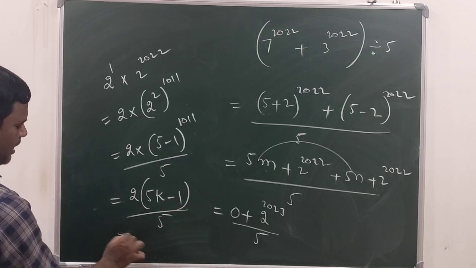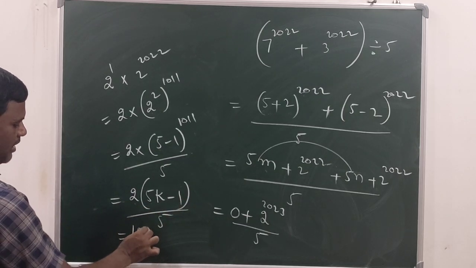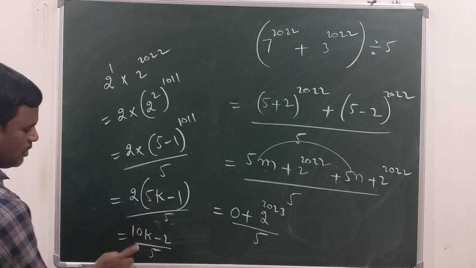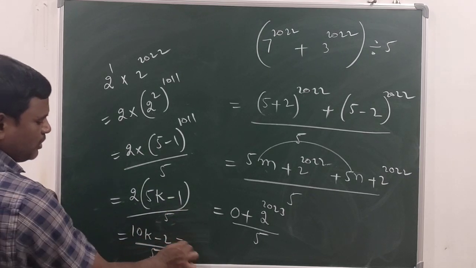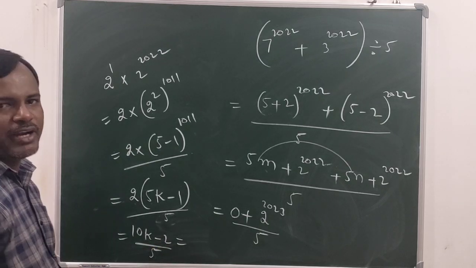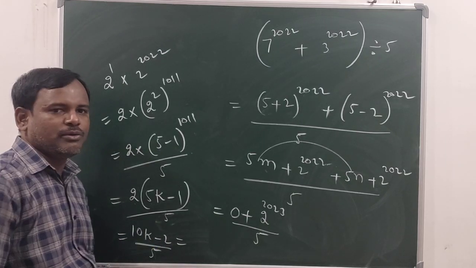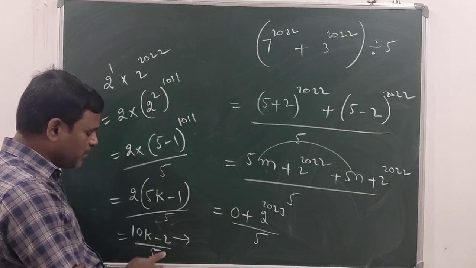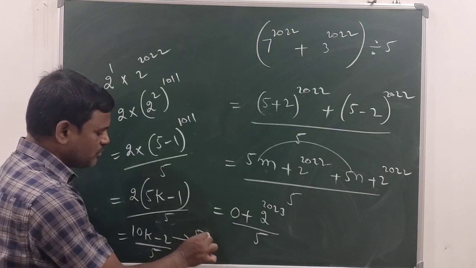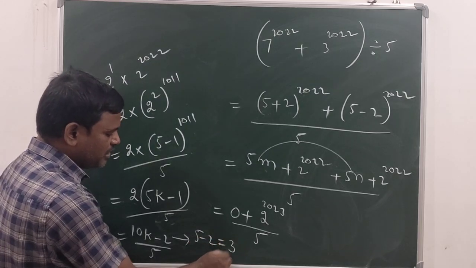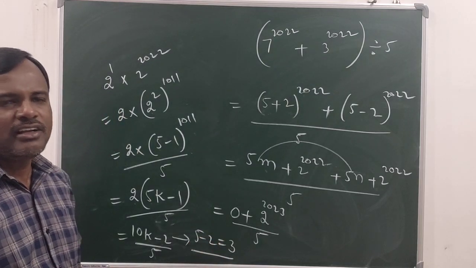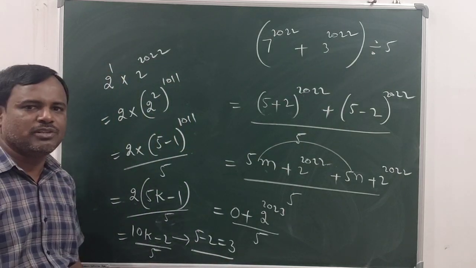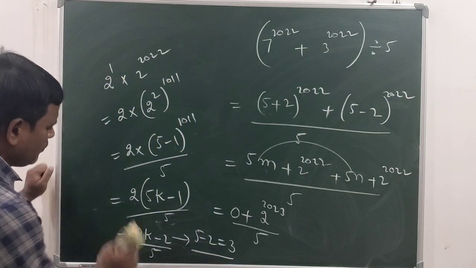Okay. Send the 2 inside. You get 2 5s are 10, 10k minus 2 by 5. Now this is a multiple of 5, hence the remainder is 0. You are getting remainder minus 2. You know, a remainder should not be negative. Hence, in this type of application, what do you people have to do? You have to add the divisor 5 to this minus 2, which becomes 3. 3 is your required remainder when it is divided by 5. I hope you have understood this. Now, let us go to one more application.